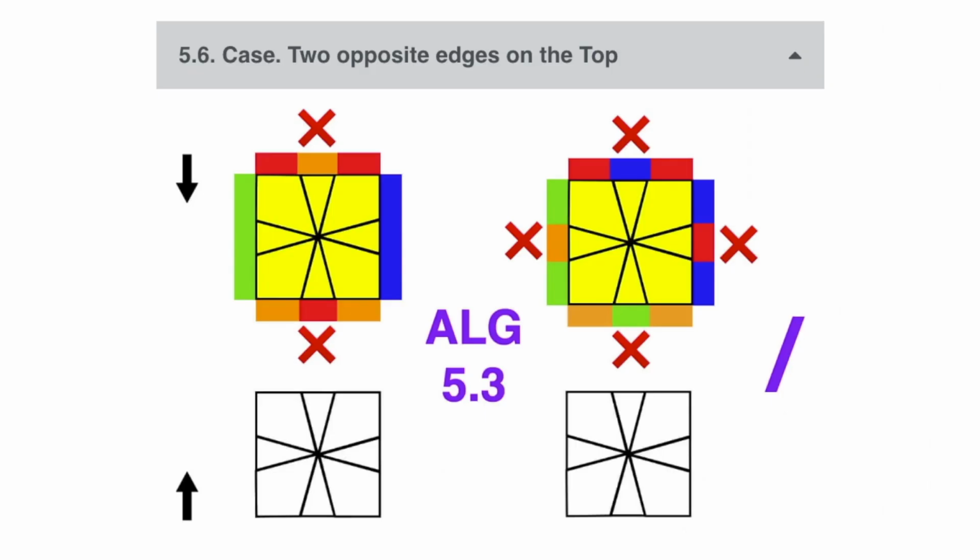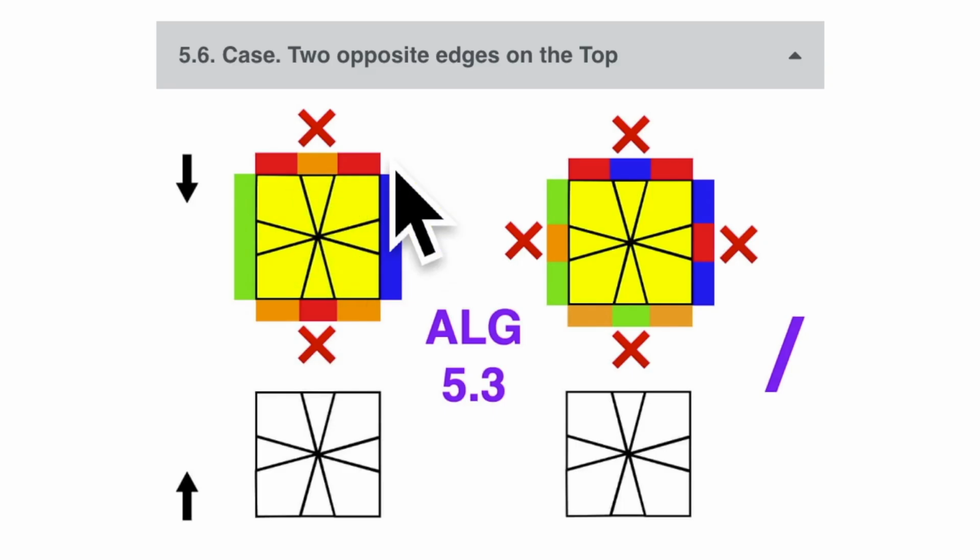Let's look at another possible situation. Here's the situation. The bottom layer is solved, and on the top layer there are two edges left, which are opposite each other. And we need to move this orange edge to the orange side over here, and this red edge to the red side over here.